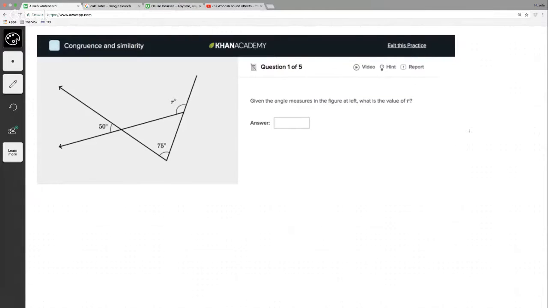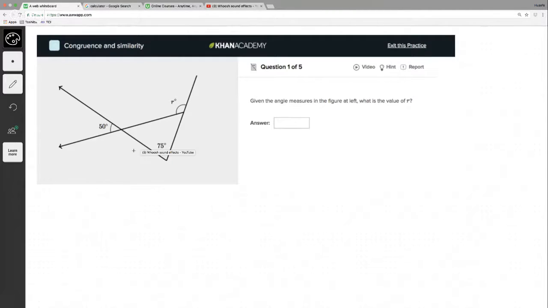All right, given the angle measures in the figure at left, what is the value of R? And these are pretty fun. These come down to a lot of angle rules with triangles and vertical angles and so forth. The way that I like to do this is I just start applying whatever rules I can think of with respect to angles, and slowly this thing comes together.